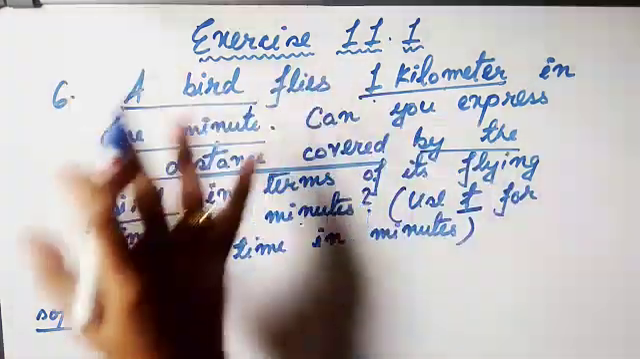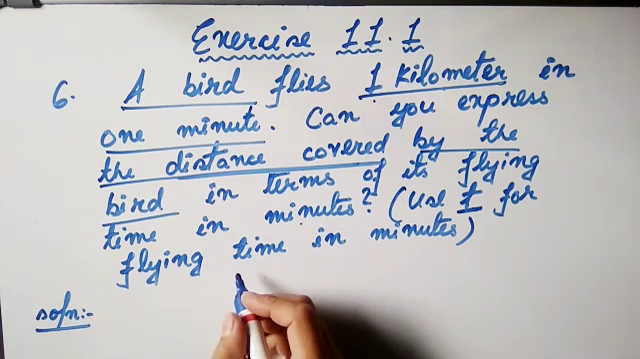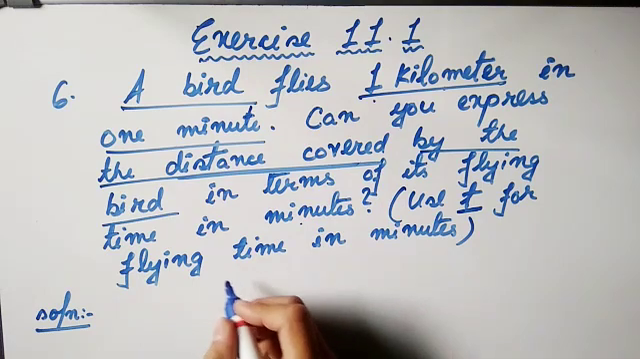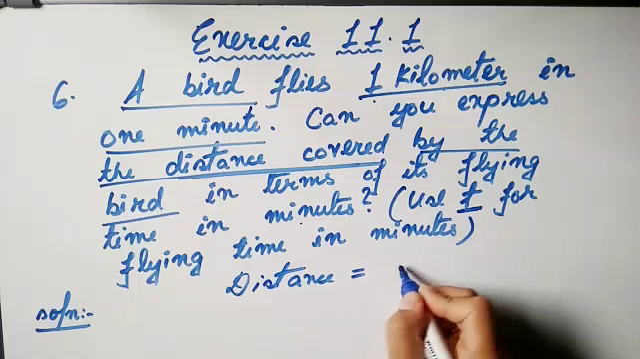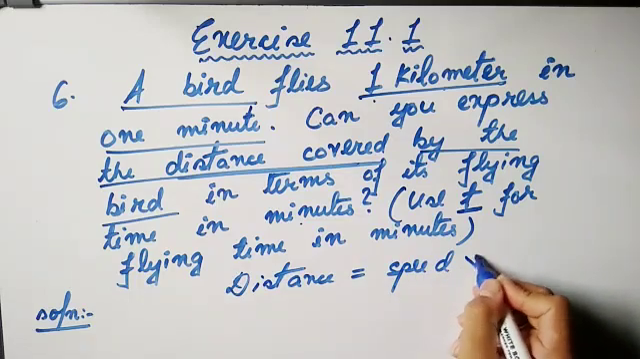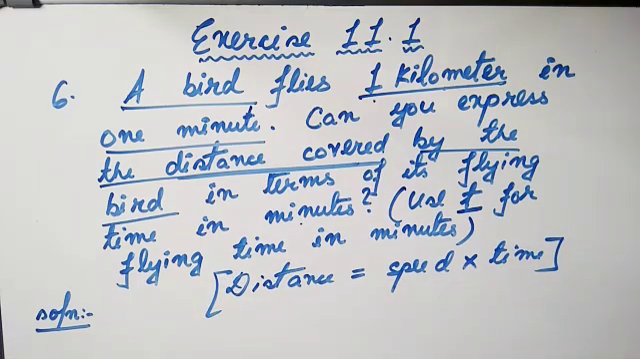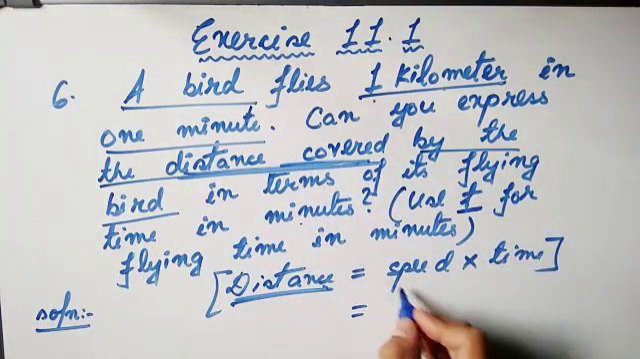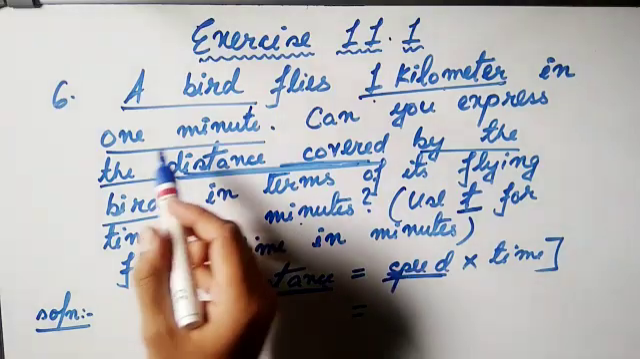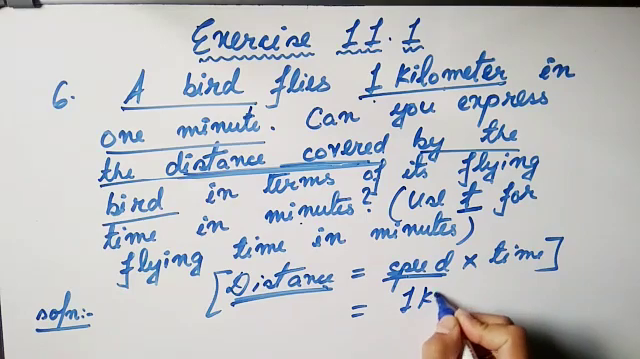Understood? So before we write the answer, there is one very popular formula that we must know. And that formula is, distance equals speed into time. We have to use this formula, a very popular formula. Understood? So the question asks us to find the distance covered, right? The distance covered. And what do we have here? Speed. So what is the speed of the bird? It is given by 1 kilometer per minute, means 1 kilometer.